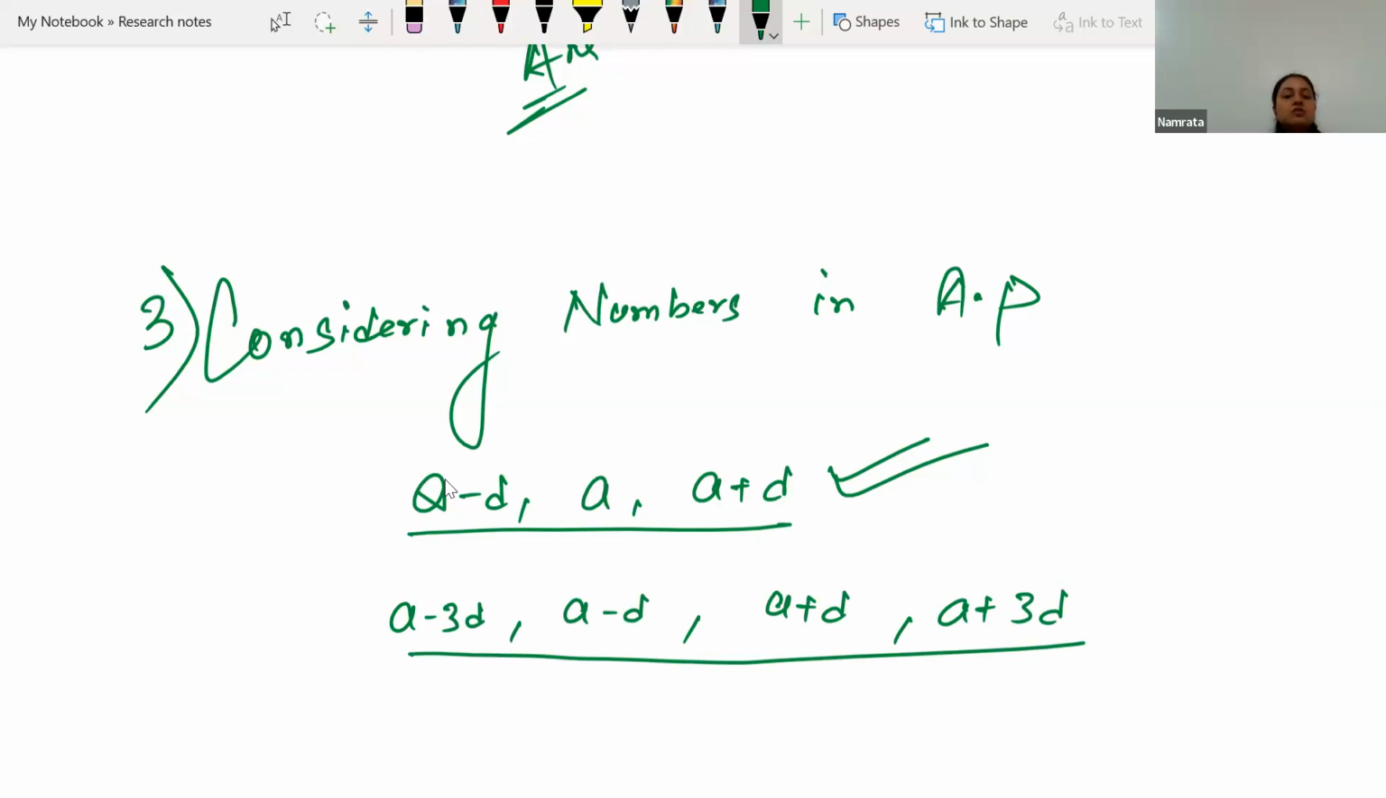So if you have to take three terms, let's consider three terms are in AP. We will be considering A minus D, A, A plus D. And if we have to take four terms in AP, we will be taking the other one: A minus 3D, A minus D, then A plus D, A plus 3D. Okay, let's move ahead. You can note it down.